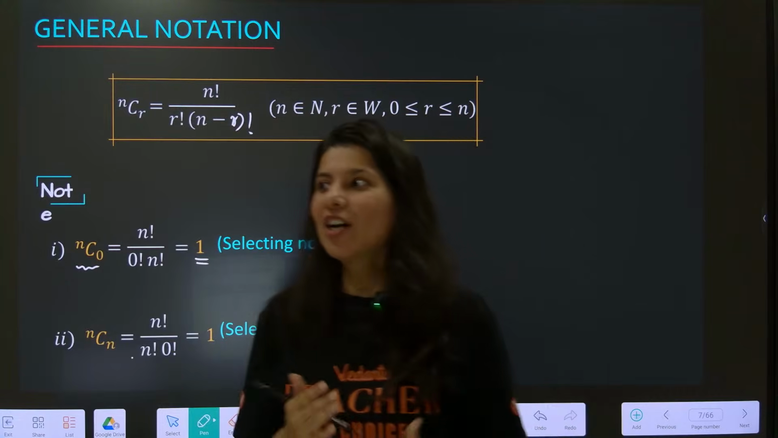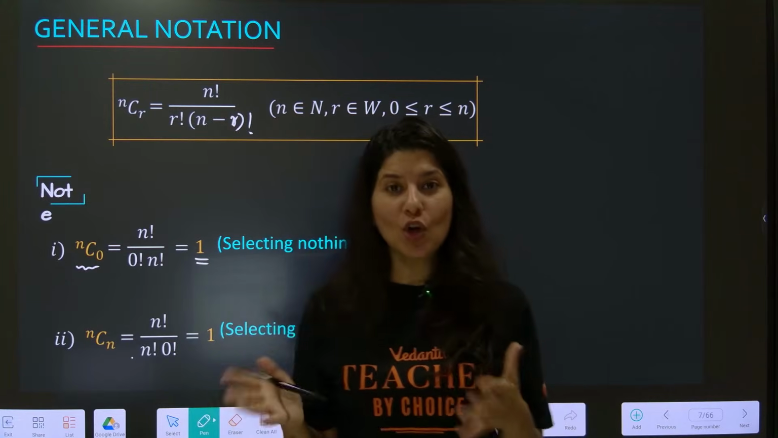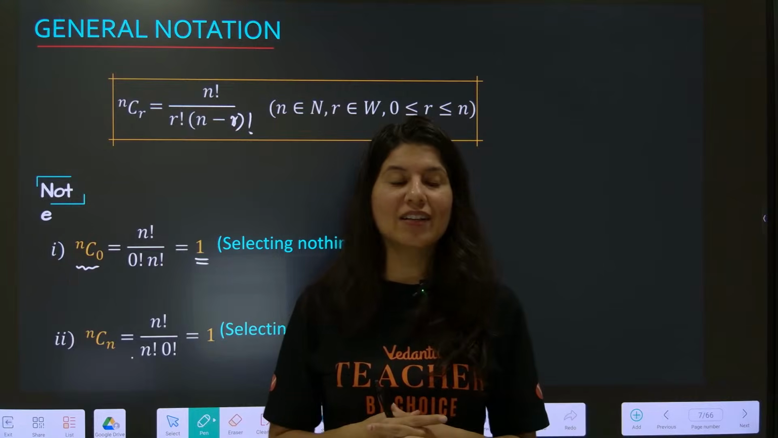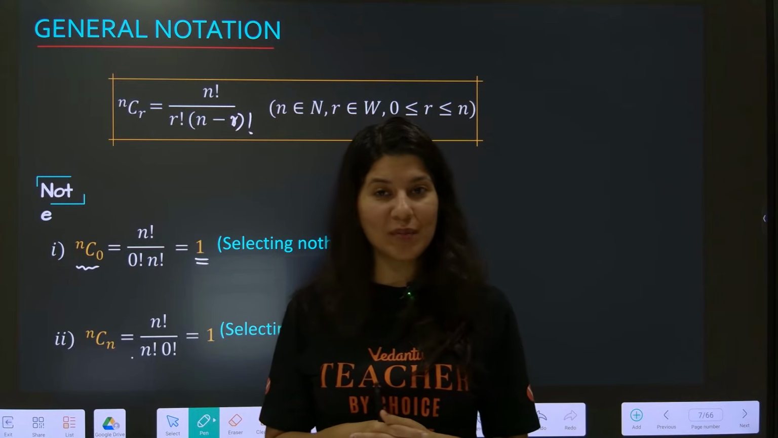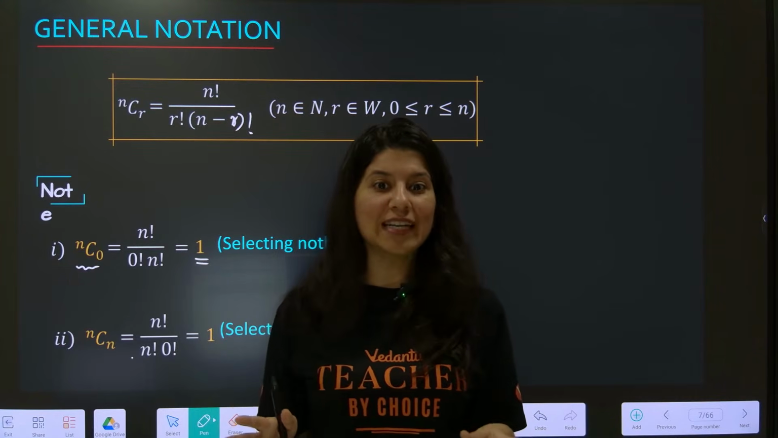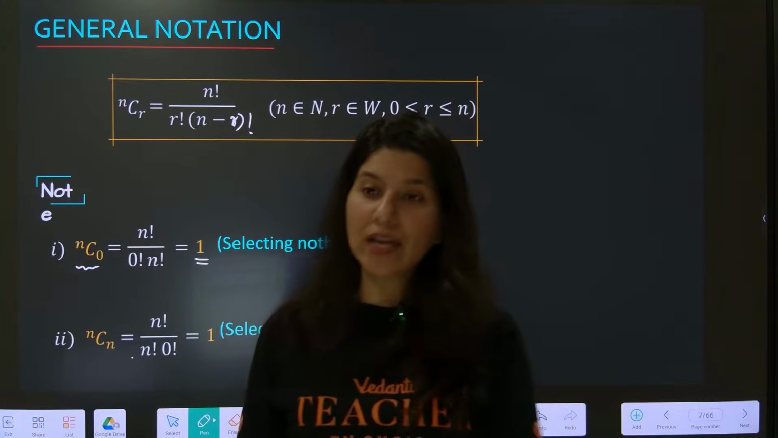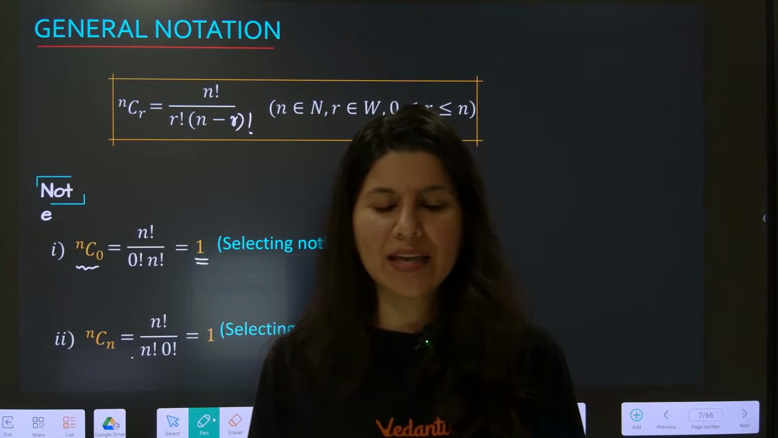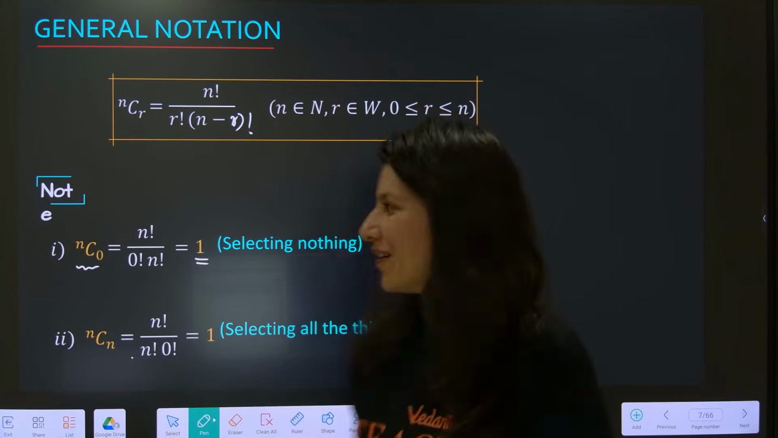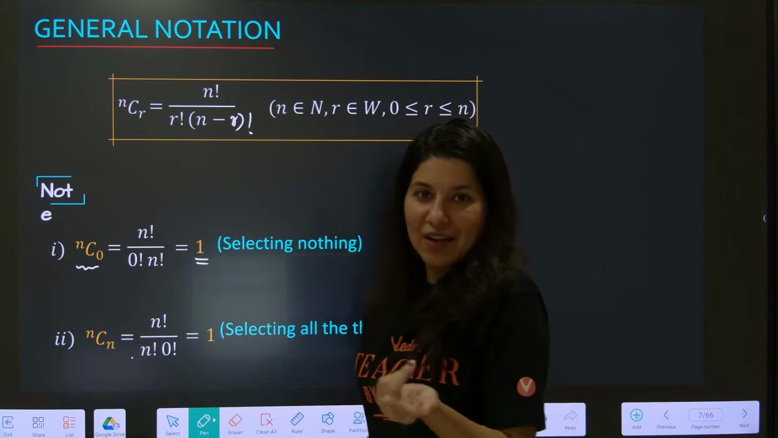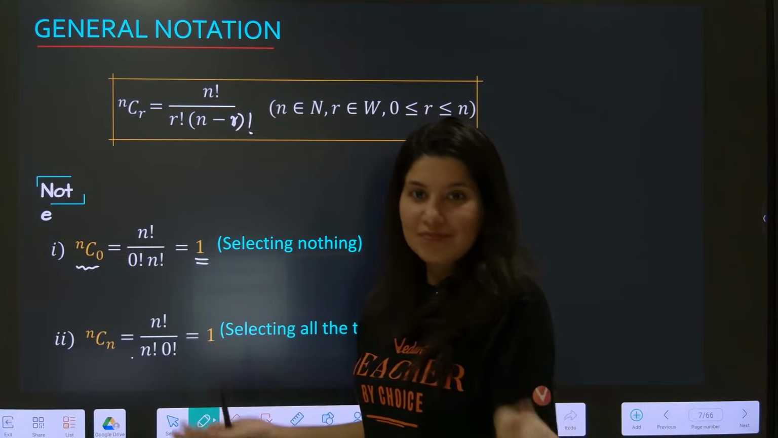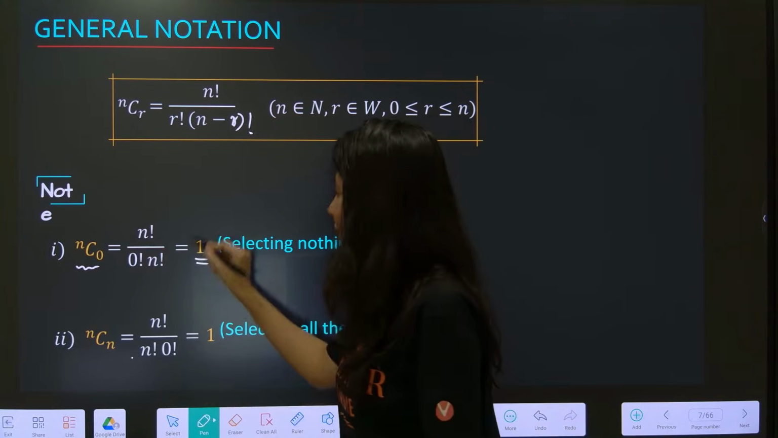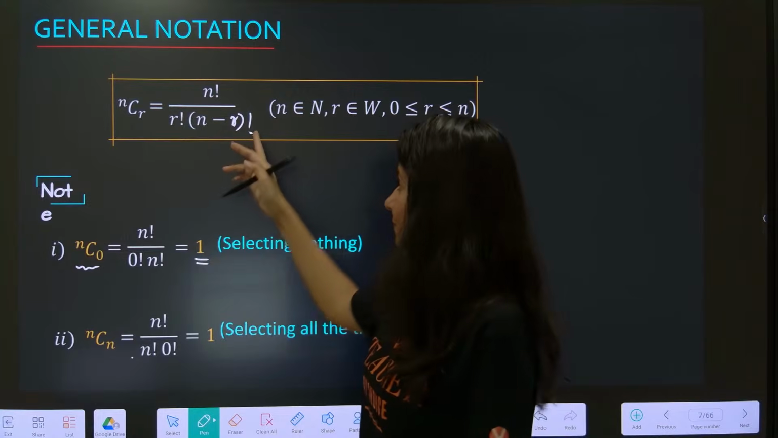Now you have 10 different chocolates. You ask your mom for some chocolates, but she's not getting convinced. She'll be like, okay, go get some chocolates. You'll be like, how many? So she'll be like, 0 chocolates. So there is just one way of not eating any chocolate, by not eating it. NC0 will be 1.